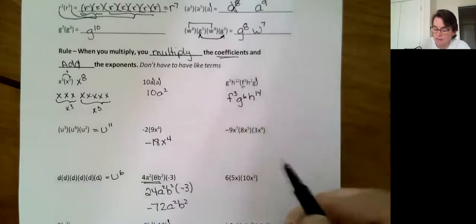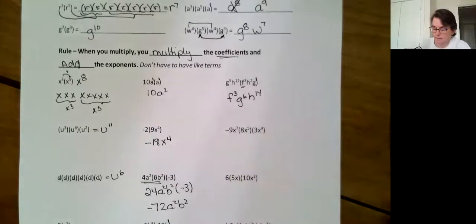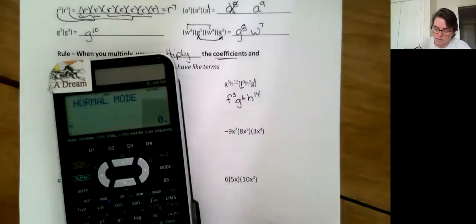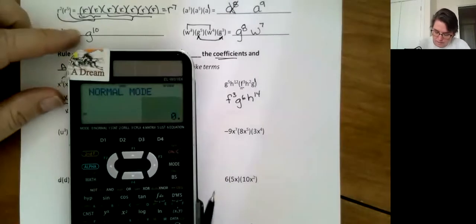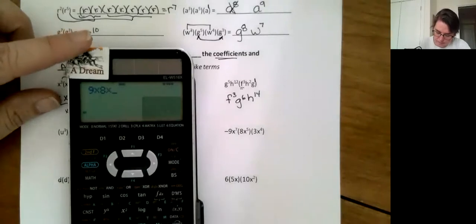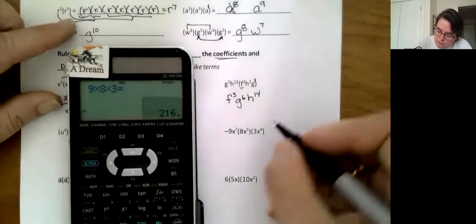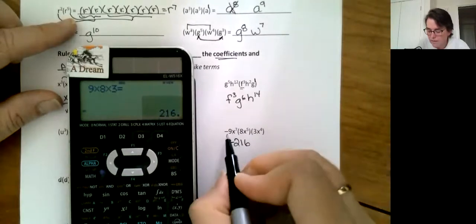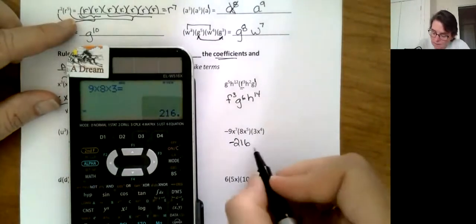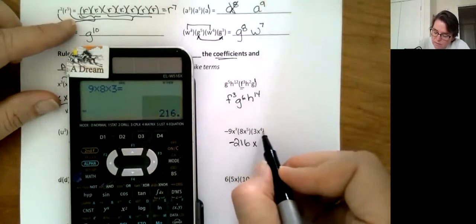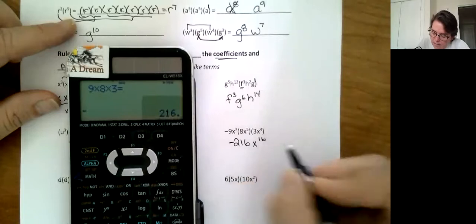That's okay. That happens. Oh, I'm going to be lazy. 9 times 8 times 3 is 216. And I know it's negative because there's a negative up there. And then we have X, 7 and 5 is 12, and 4 more is 16. There we go.